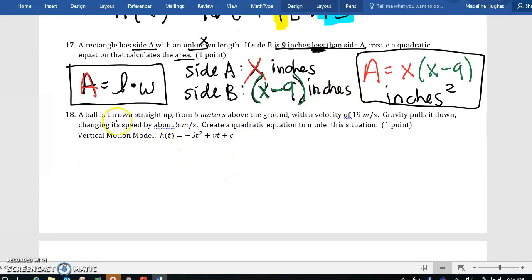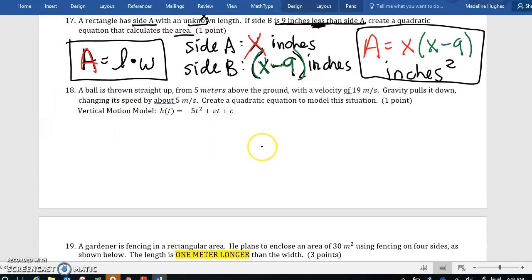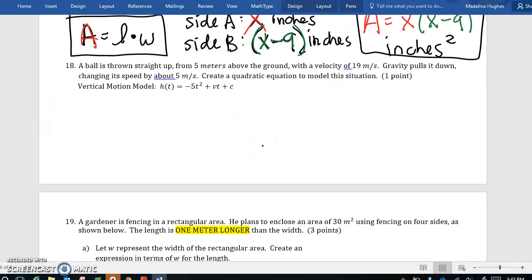18. A ball is thrown straight up from 5 meters above the ground with a velocity of 19 meters per second. Gravity pulls it down, changing its speed by about 5 meters per second. Create a quadratic equation to model this situation. Again, we're given the vertical motion model formula, so we just need to figure out what is the v, what is the c, and plug it in.